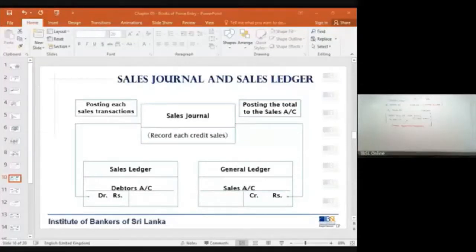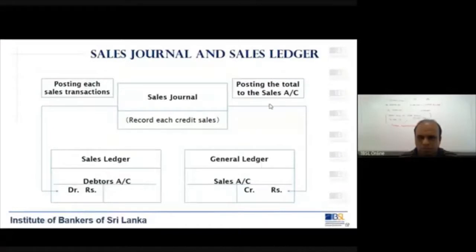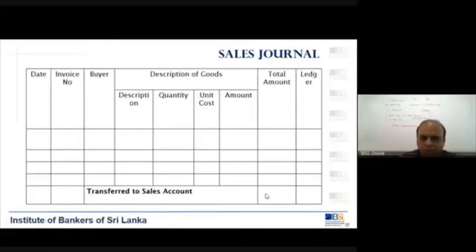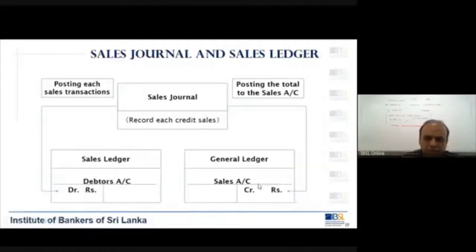I hope you all have taken down this. This is the same thing that we discussed now. When you have a credit sale, the total here appears under the total amount column transferred to the sales account. You will debit the debtors account and you will credit the sales account.